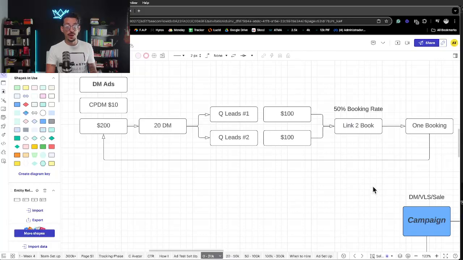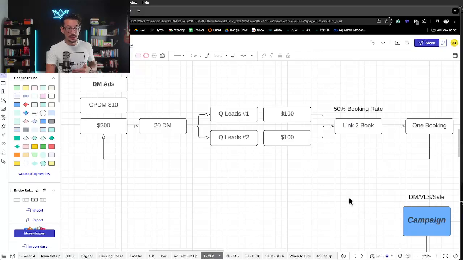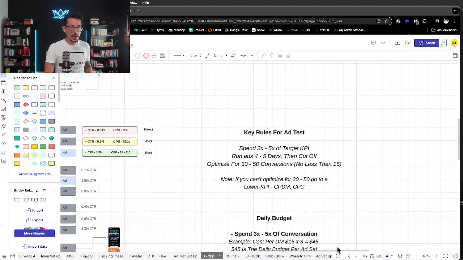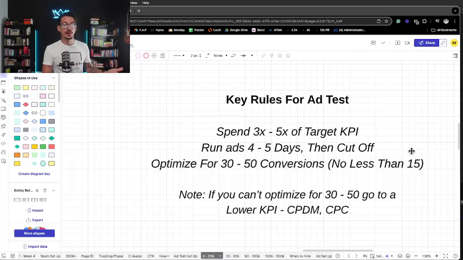If our booking rate is 50%, then one of them should book. Based on that, you can be like, okay, I need to spend at least, let's say, $1,000 to get five people to book a call with me or whatever. Even though those KPIs are a bit too high, I'm just giving you round numbers, all right? Now, what are the KPIs you really want to look for? I kind of said before, if let's say your cost per message is $10, you want to put in at least 3 to 5x of the cost per result.